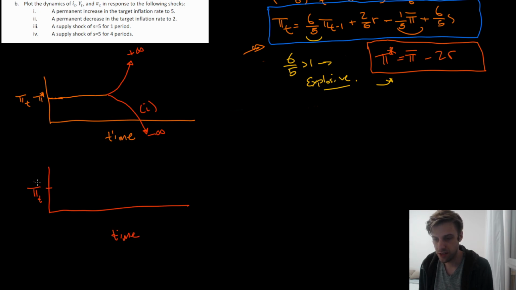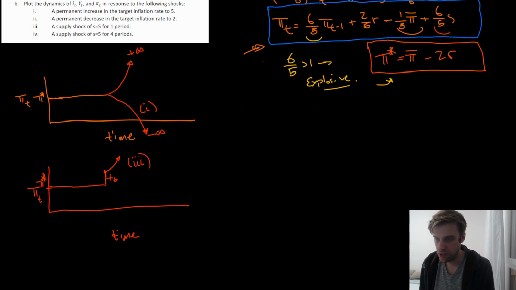So if we begin at a steady state, and then we have a single shock of 5, okay, so it's a positive shock. It's 6 over 5. So if it's 5, we'll get a value of 6. So we go plus 6. And then we continue to diverge to infinity. This is case 3.